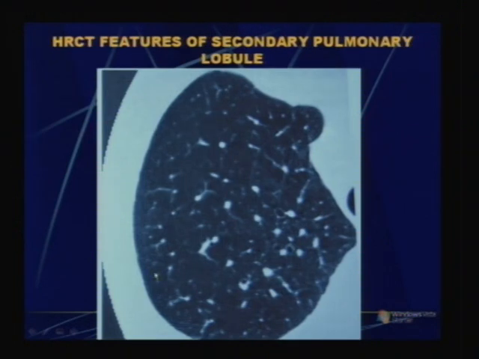So this is the CT scan, and here you can see the smallest lung unit, or secondary pulmonary lobules, and all these lobules you can see. Under normal circumstances, with a very good high resolution CT scan, you may be able to see these interlobular septa.